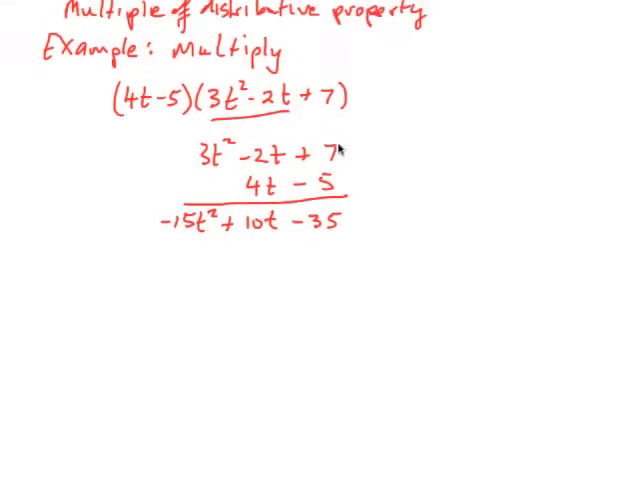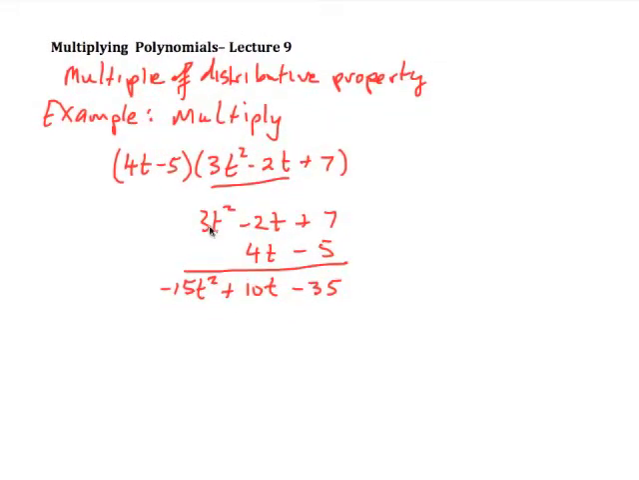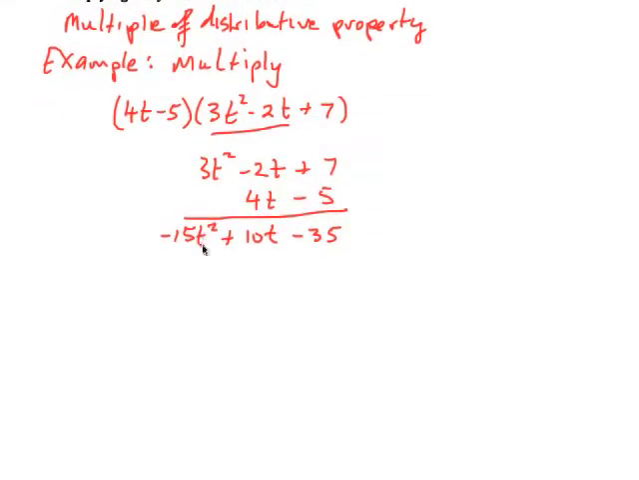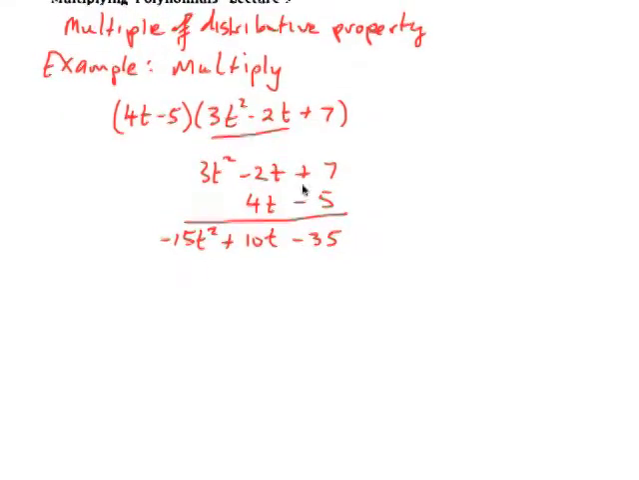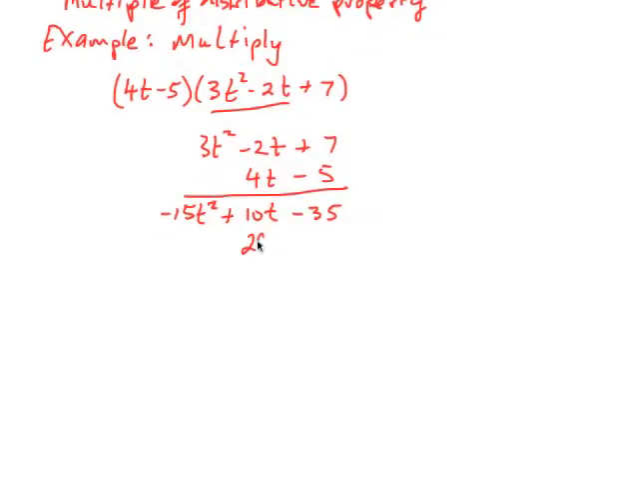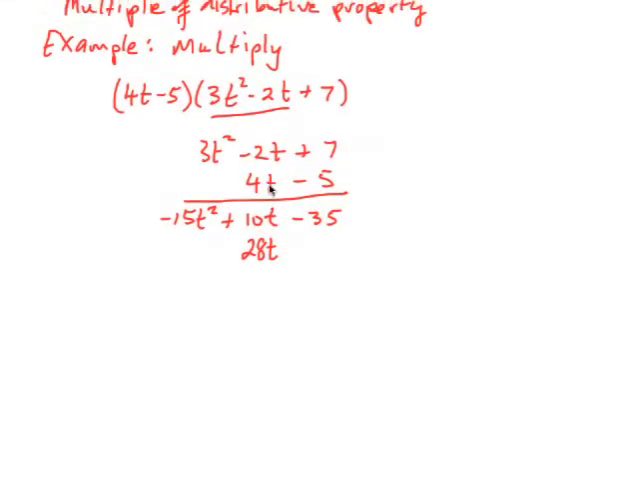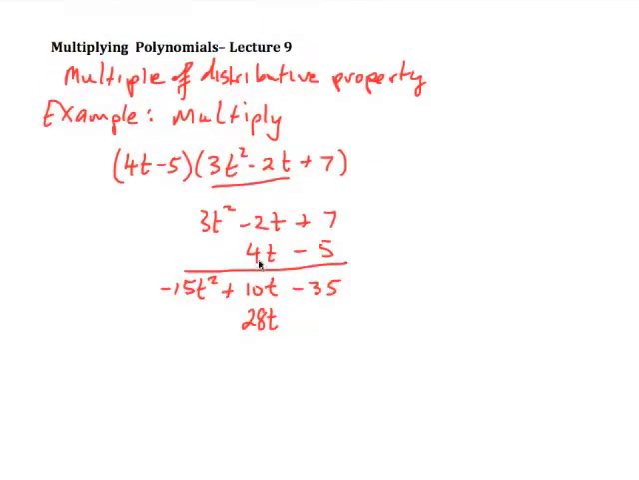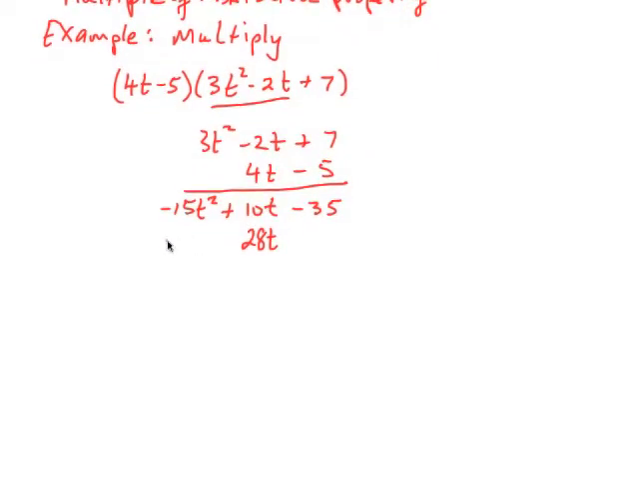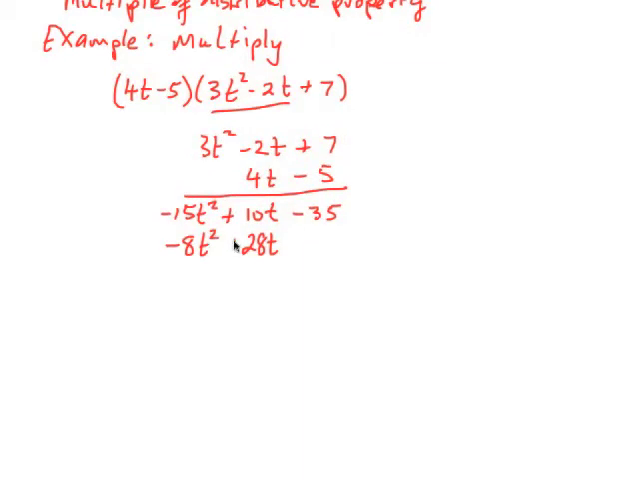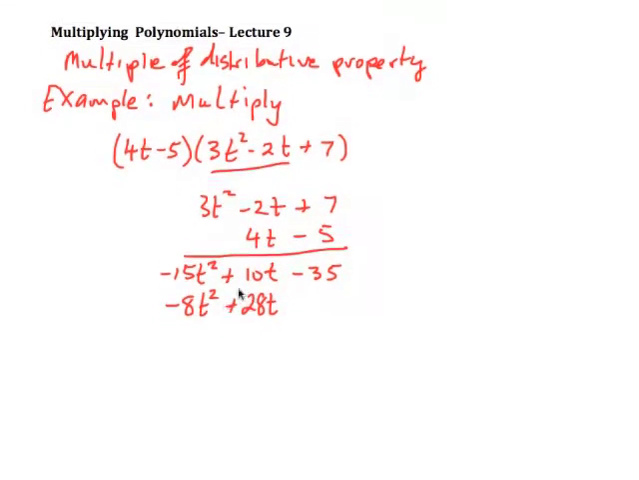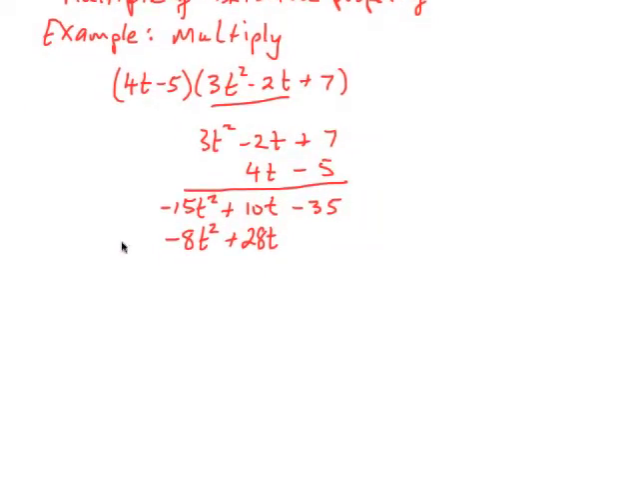Okay. And we now do the product of 4t with each one of these terms, and we move it across because we keep each one of the exponents of t underneath each other. So 4t times 7 is 28t. We have 4t by negative 2t is going to be negative 8t squared. And finally, 3t squared by 4t is going to be 12t cubed.